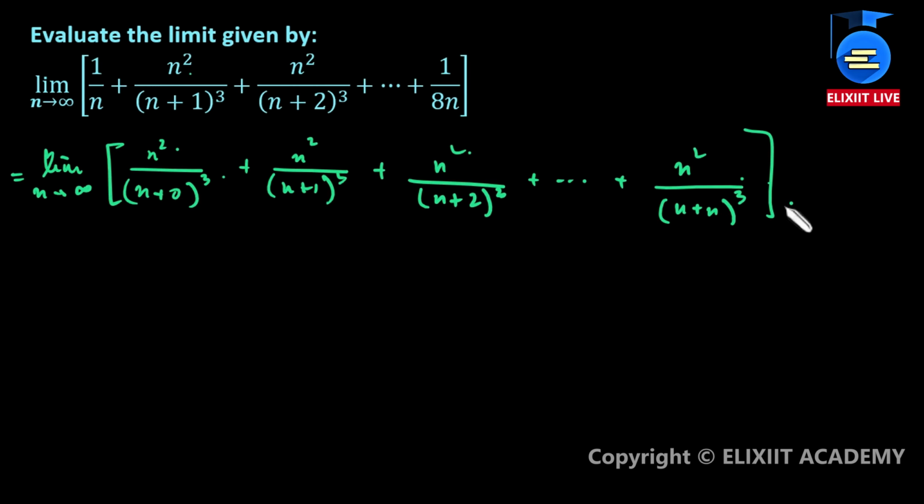Now we can represent this in terms of sigma. So this is actually limit n tends to infinity, sigma, r starts from 0 and goes up to n. Here we have n square, so we write this to be n square, and in the denominator we have n plus r the whole cube. You can verify also: you put r equals 0, so we have n square upon n plus 0 whole cube. You put r equals 1, this is basically n square upon n plus 1 whole cube. You put r equals n, so we'll get n square upon n plus n whole cube.